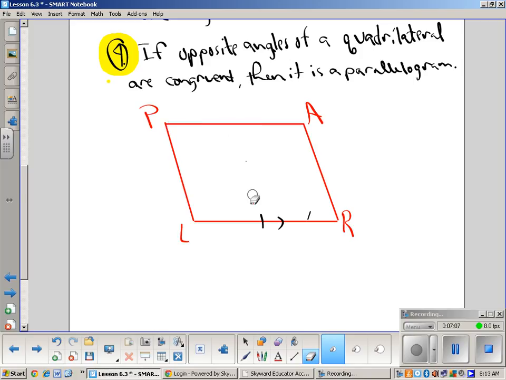All right? And the third and fourth one are saying if these sides are equal and these sides are equal, then that's enough to prove it's a parallelogram, okay?